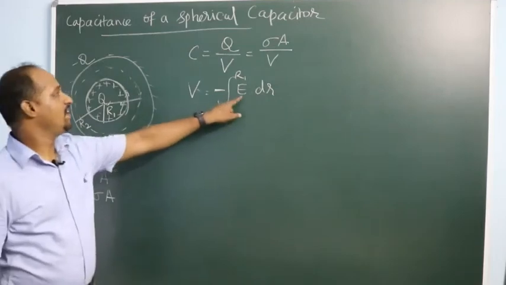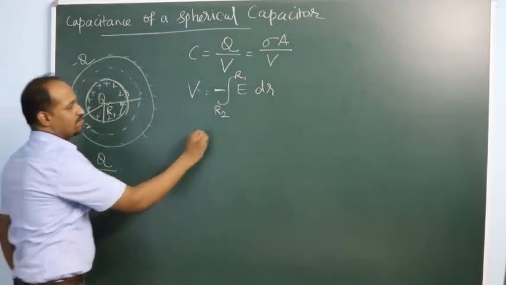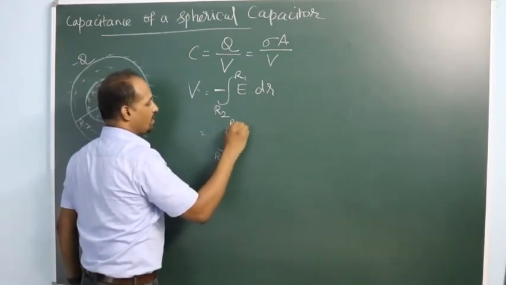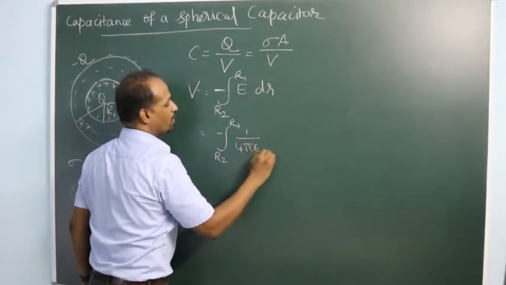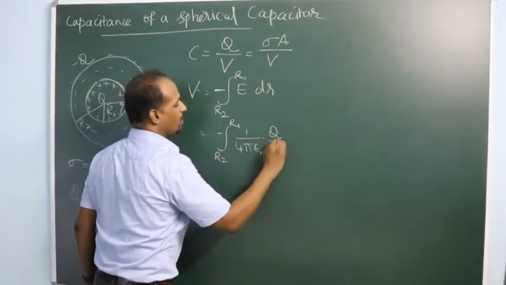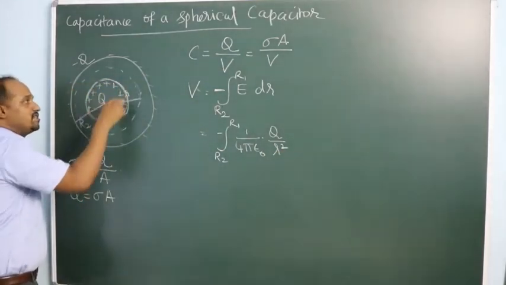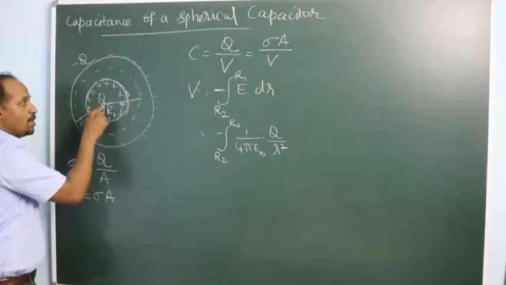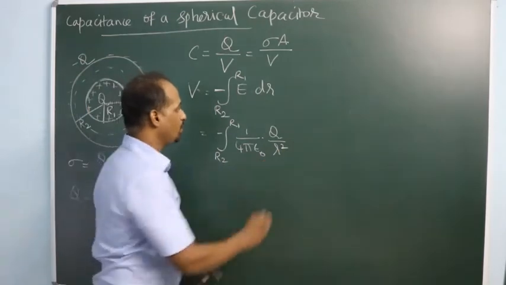What is the electric field at a distance R from here? At any typical distance, it is the integral from R2 to R1 with a negative sign, 1 by 4 pi epsilon naught into Q by R square, because all the charge Q given behaves as if all concentrated at the center. Electric field at a distance R due to a point charge will be 1 by 4 pi epsilon naught Q by R square into dr.